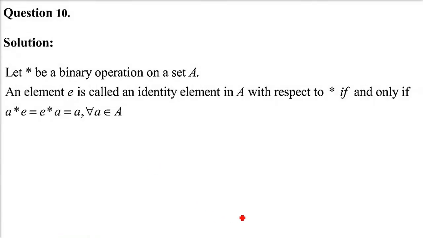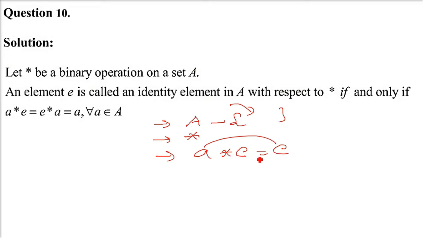Question number 10. Define identity element for a binary operation defined on a set. So what is an identity element? If you take a non-empty set A, and there is a binary operation defined on A, binary means 2 values will operate. So if you take any value from this set and operate it with that element, which we are calling an identity element, that same value should come. A should come, not E. A should come. I'll just change it.